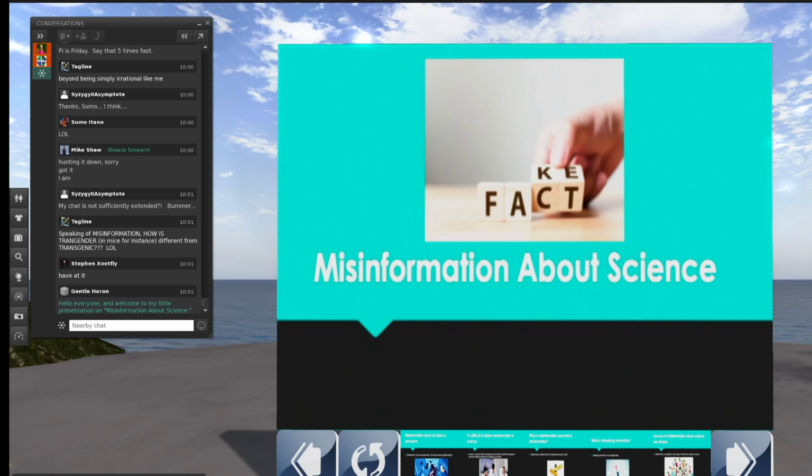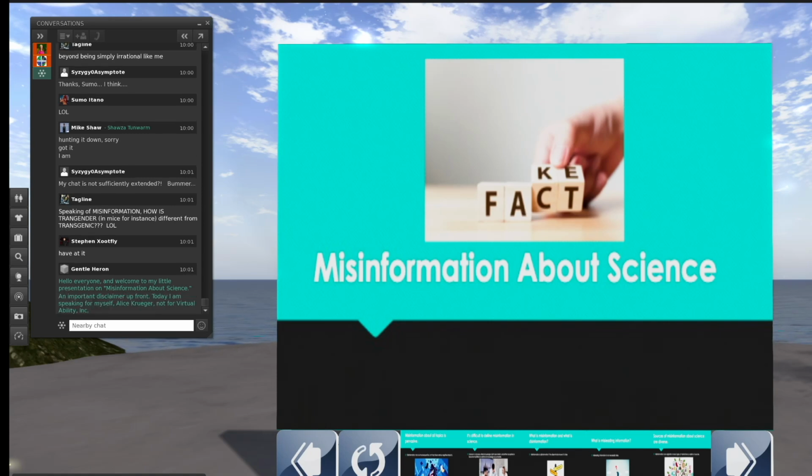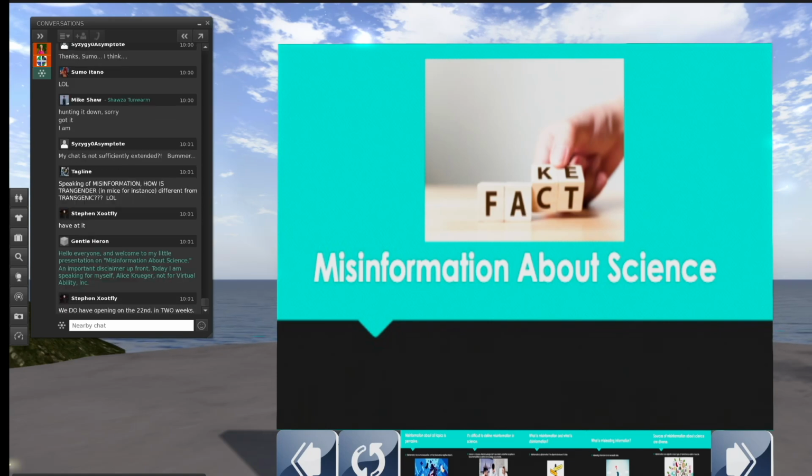It's titled Misinformation About Science, and I do have an important disclaimer up front. I want to make sure that everybody understands I'm speaking for myself, Alice Krueger. I am not speaking for Virtual Ability, Inc.